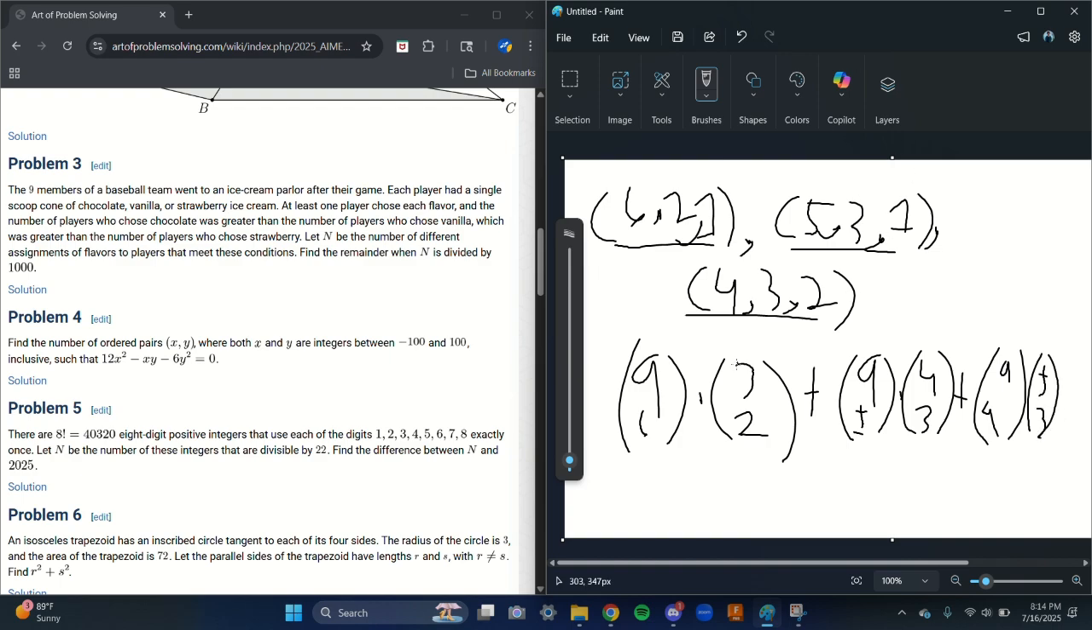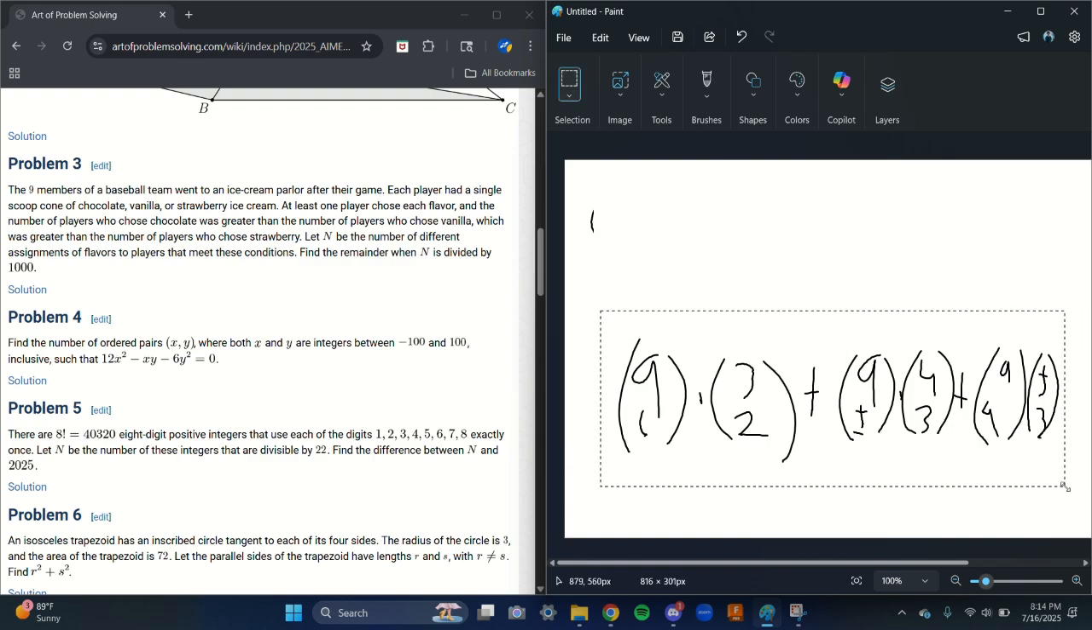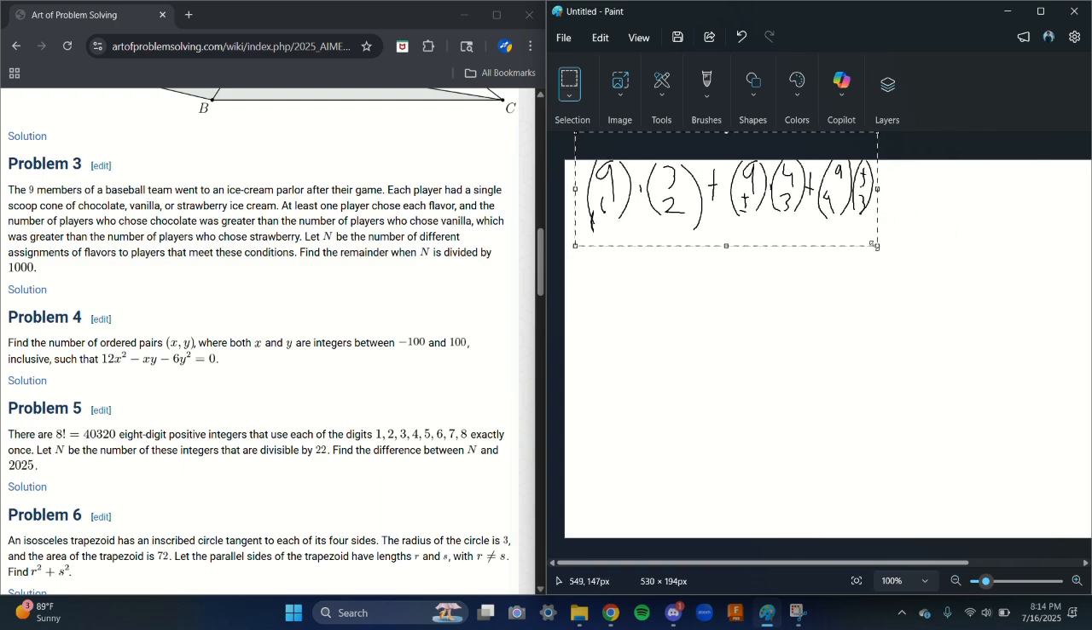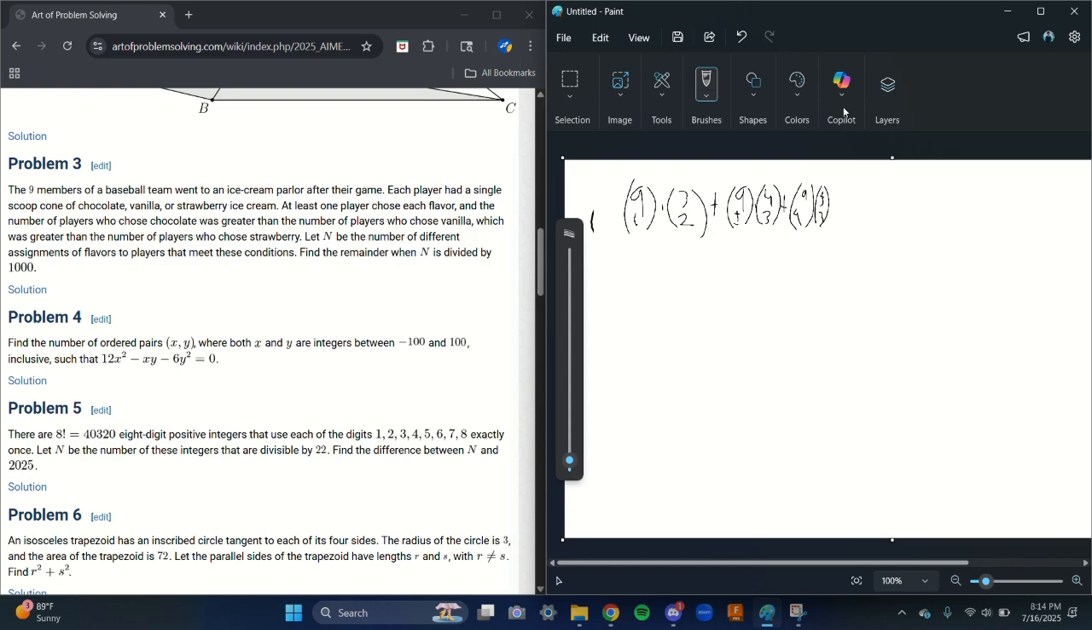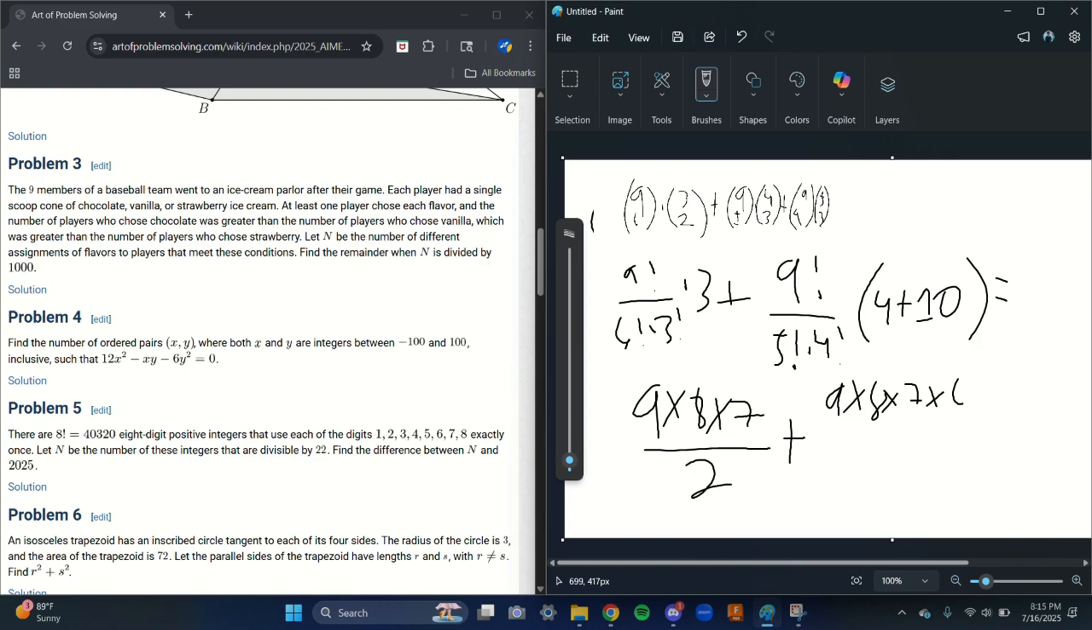Okay, so now all we have to do is evaluate this, and then we'll get our answer. So let's get rid of all of this. Make this smaller. Okay. So 9 choose 6. That's going to be 9 factorial over 6 factorial times 3 factorial, times 3, plus 9 factorial over 5 factorial times 4 factorial. Since 9 choose 5 is the same as 9 choose 4, we can do 4 plus 10. So that gives us 9 times 8 times 7 over 6 times 3, which is over 2, plus 9 times 8 times 7 times 6 over 24 times 14.